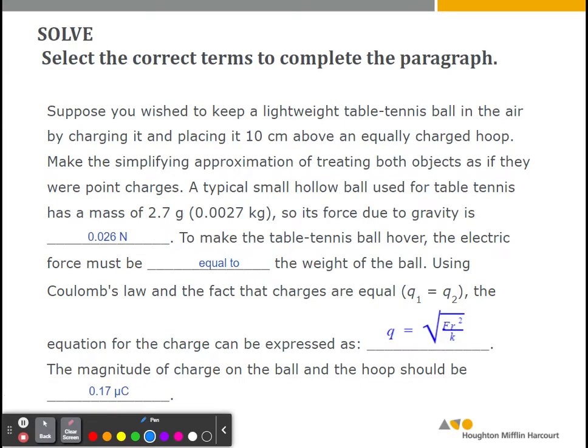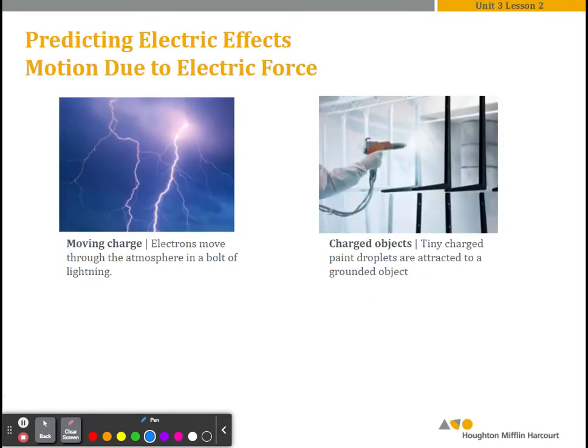We tend to use microcoulombs because a coulomb is a pretty huge amount of charge. So the magnitude of charge on the ball and the hoop should be 0.17 microcoulombs.